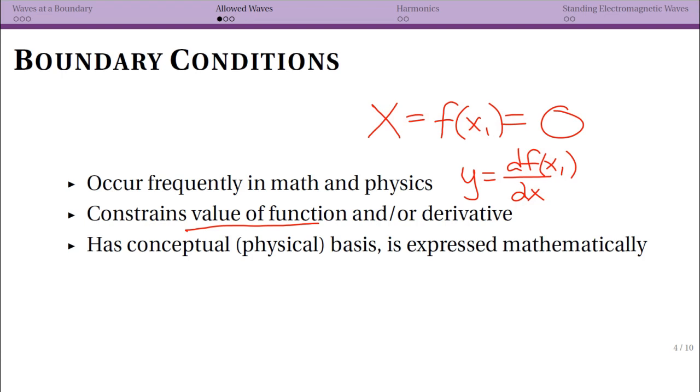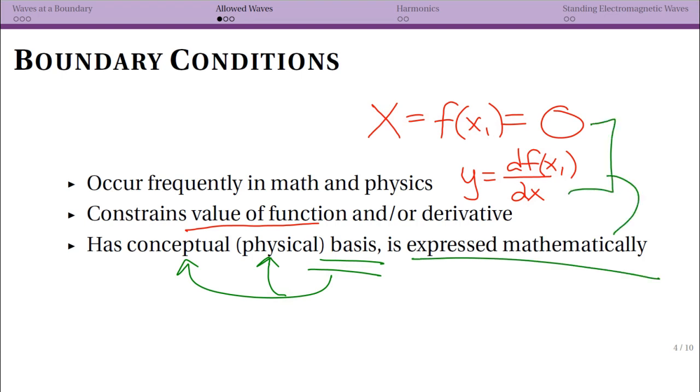And the basis of this, i.e. why do we know that it's true, is going to be purely conceptual. In that case, meaning physical. You can really think through where it's coming from, and there's a physical reason for it. But we're always going to express that mathematically, which is what I mean by up here.